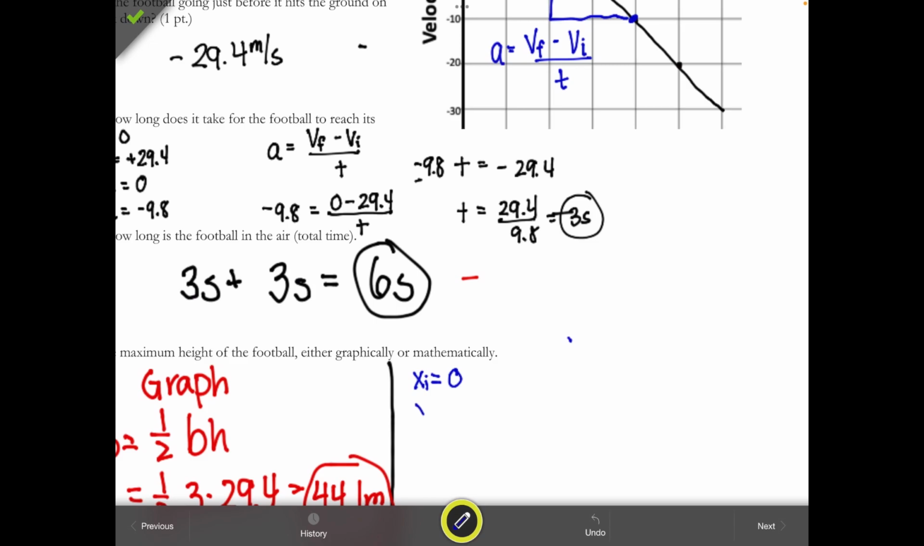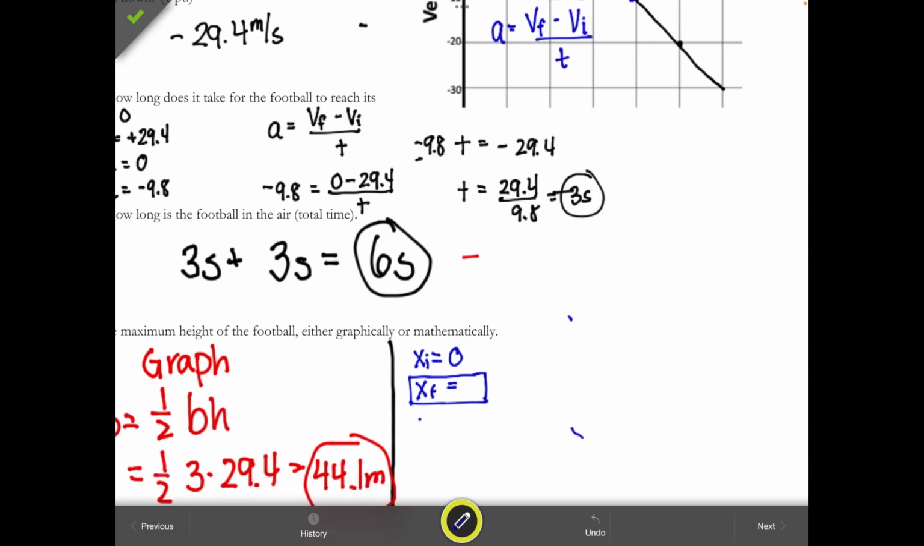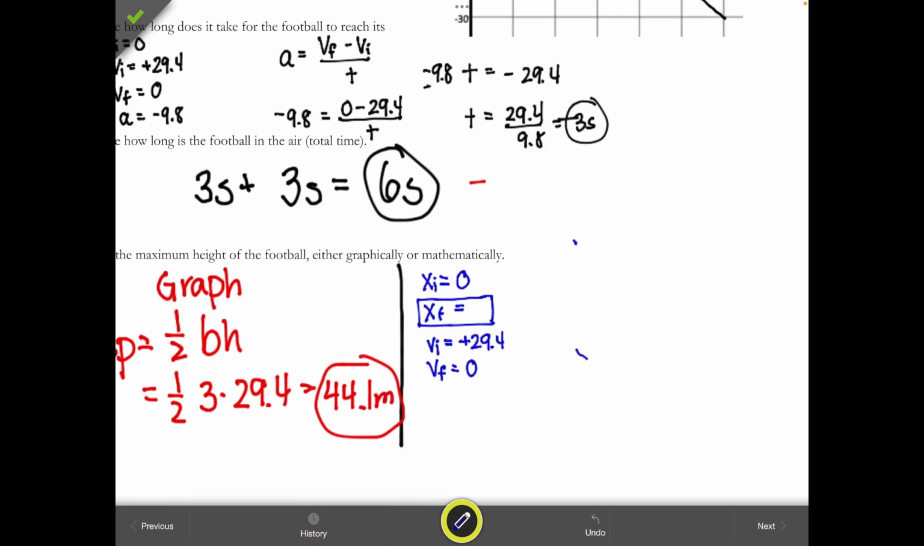So we start with a height of 0, and we're trying to find how high this goes up in the air. The initial velocity was positive 29.4, but the velocity at the apex is 0. The acceleration is negative 9.8, and we do know from earlier that it takes 3 seconds to reach the apex. Because I have so many values known, I can pick either equation 1 or 2 to solve this with kinematics. I'm going to choose equation 2 because this is the one that's already arranged to solve for xf.